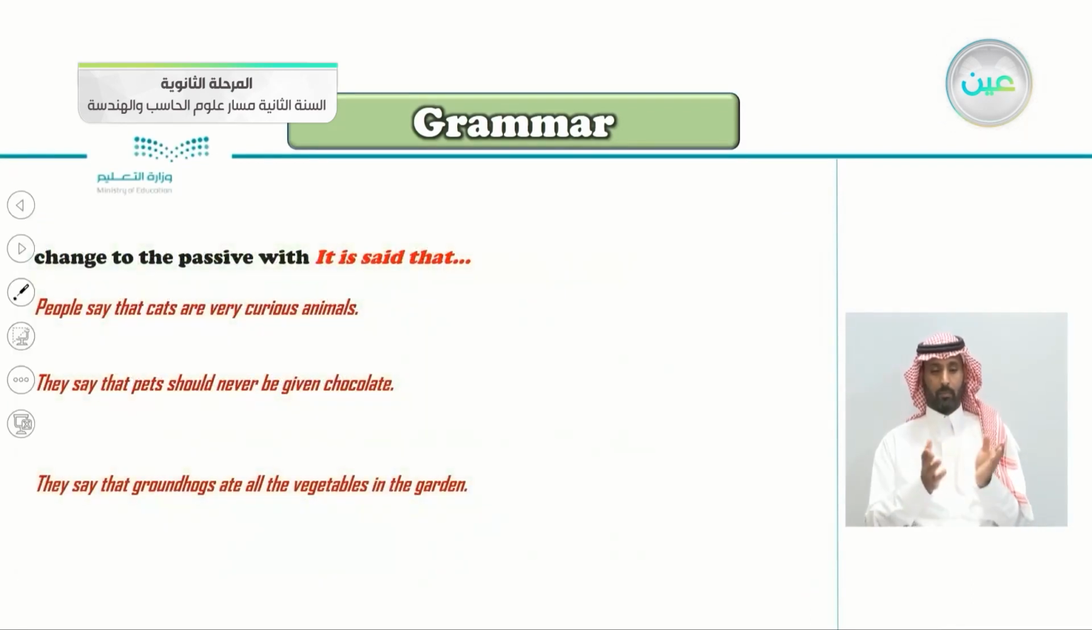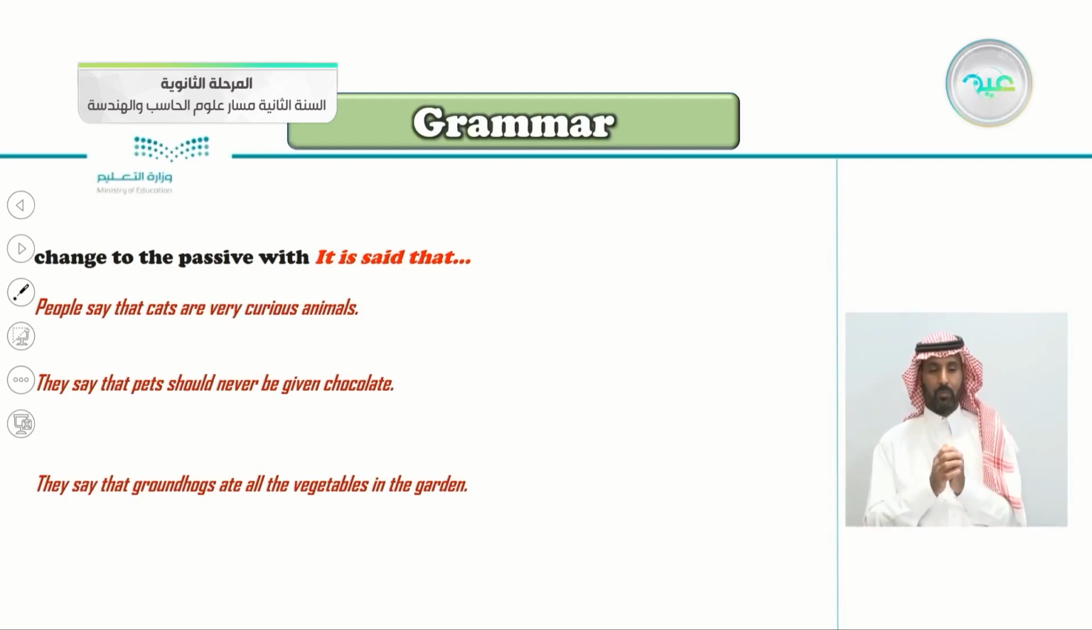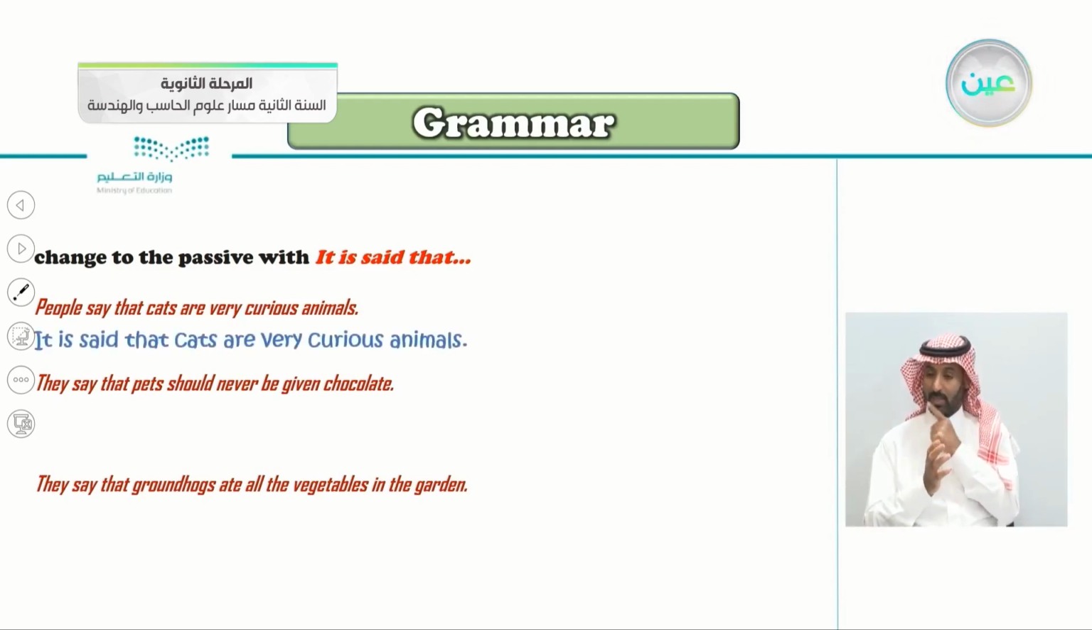So change the passive with it is said that. Use it is said that and then continue to write a passive here. People say that cats are very curious animals. People, we don't know them, say that cats are very curious animals. So what do we say here? It is said that cats are very curious animals.